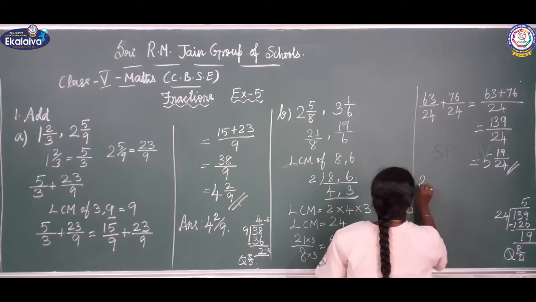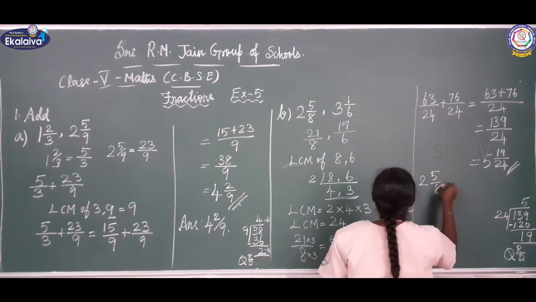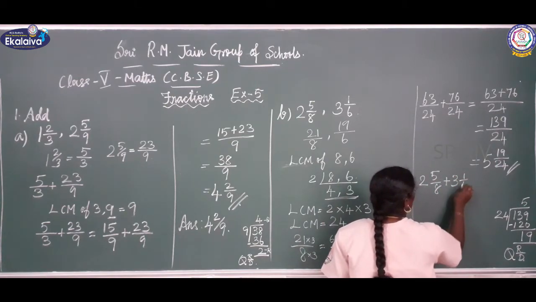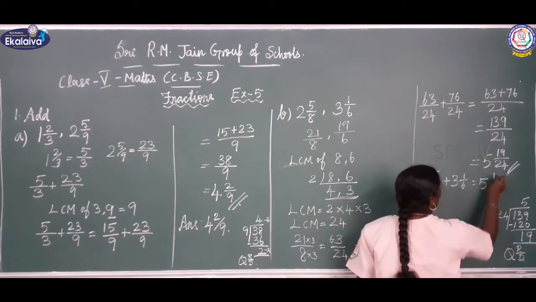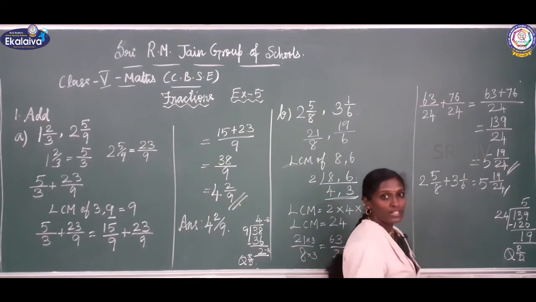Okay, the given question is 2 5 by 8 plus 3 1 by 6 is equal to 5 19 by 24. Is it clear, children?